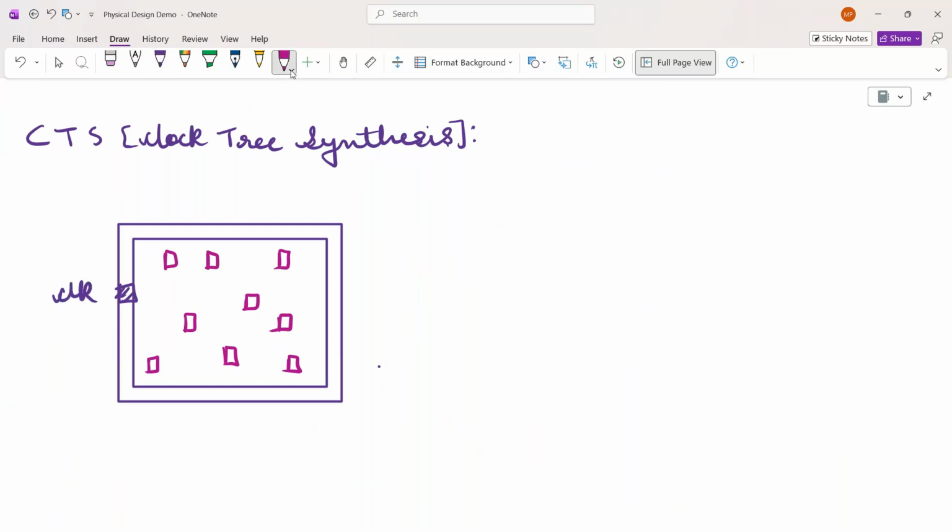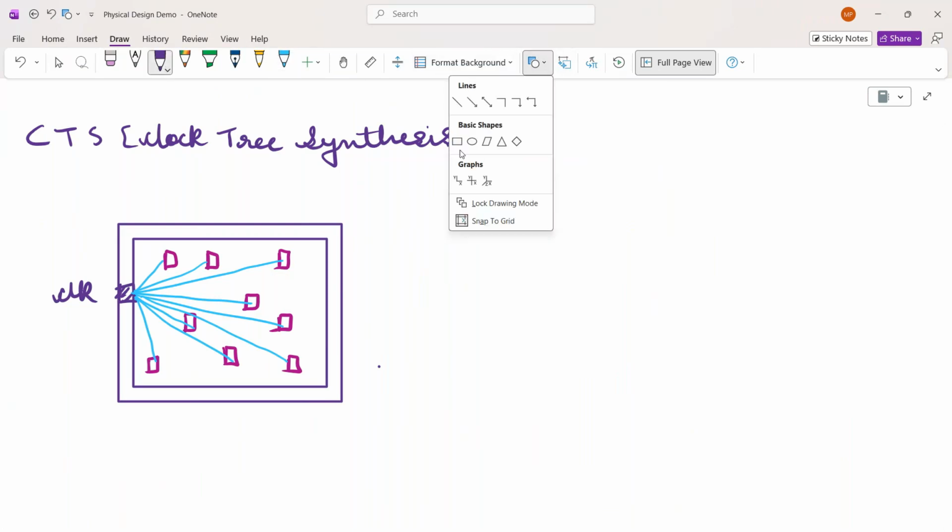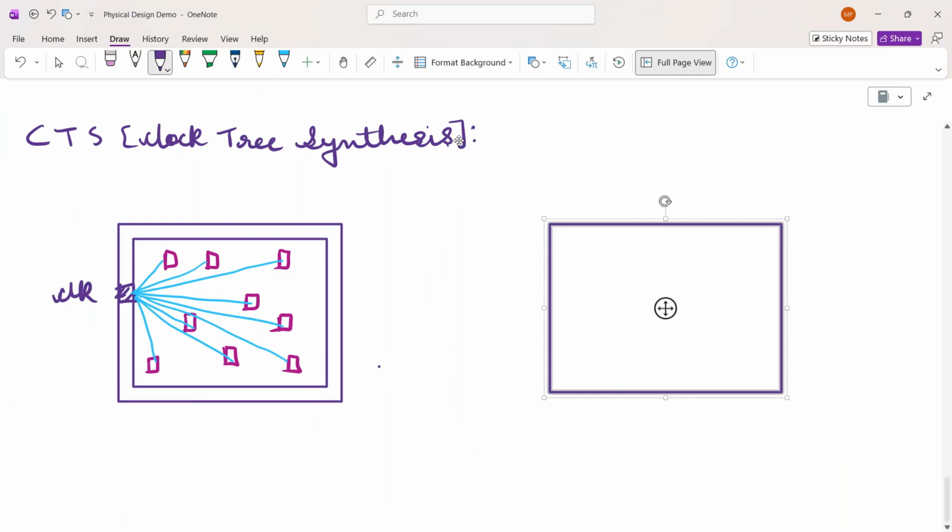Till now, your tool is considering the clock is directly reaching all the sequential cells like this, and according to that, it's giving you the timing. But this is not the case actually. This direct connection can never happen. So after clock tree synthesis, you will get the actual clock as it is built. The clock tree will look like this.